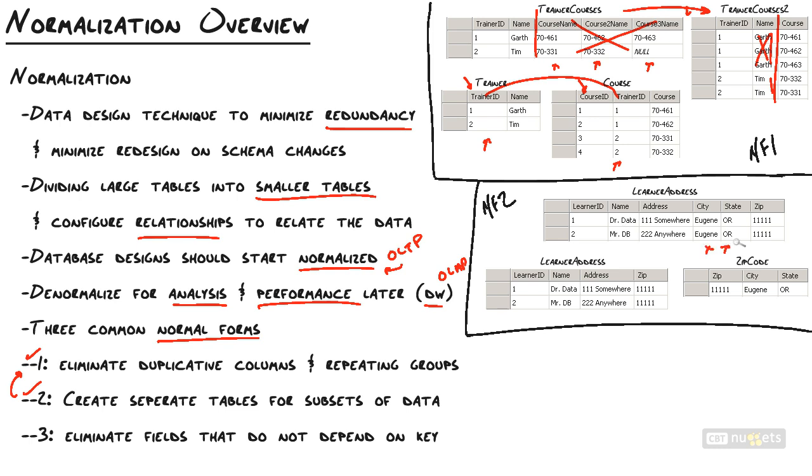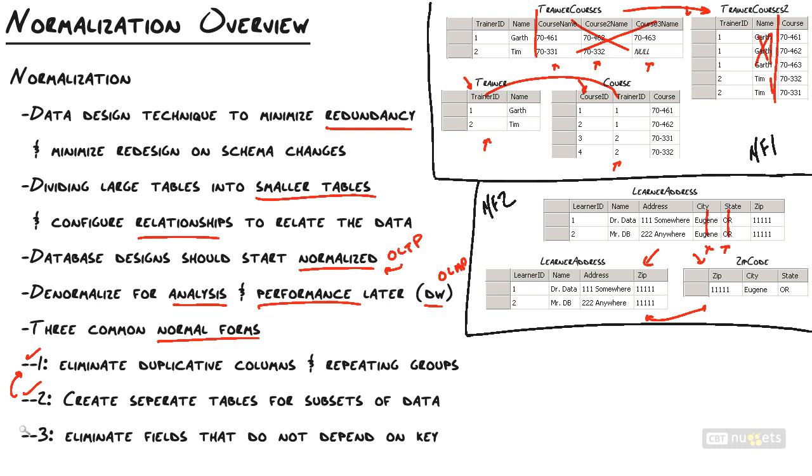So the right design here would be to break out our zip code into its own table that also contained city and state associated with it. Just store the zip, and now we can relate these two together like so. We reduce our redundant data being city and state.